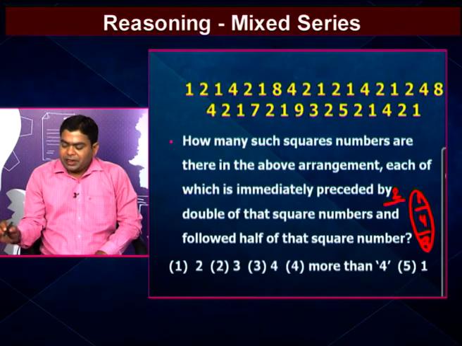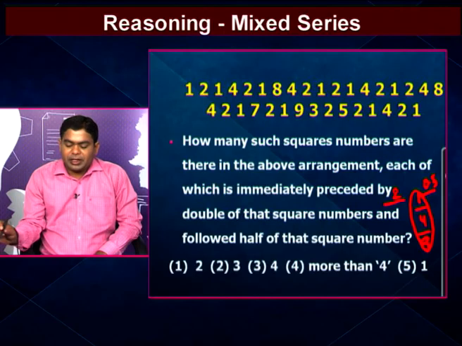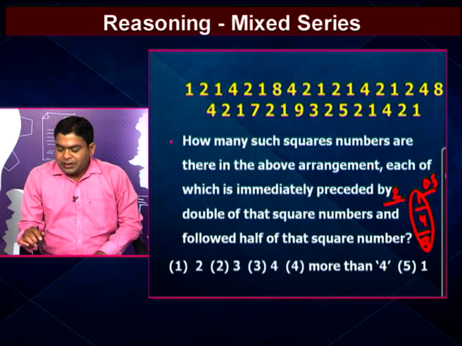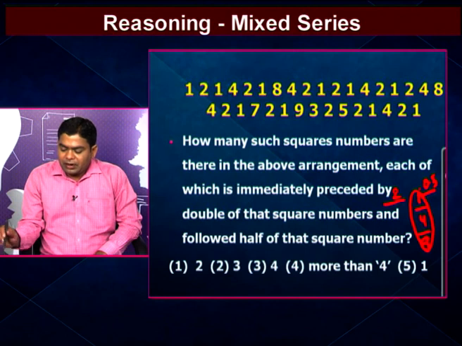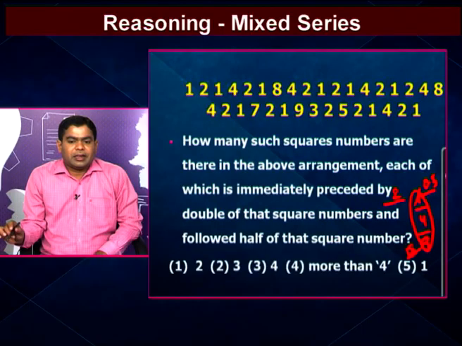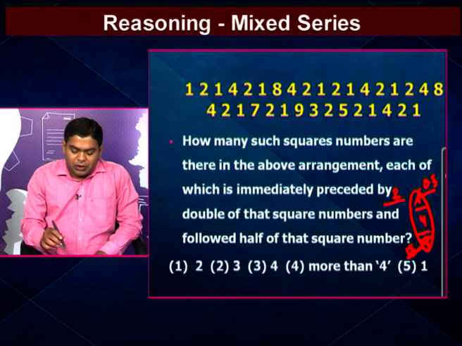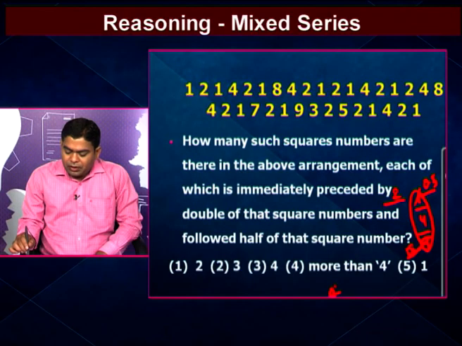Half of that square number means, in our question, 1 is there. We go to the 1 and verify the left side and right side. The right side must be half of the 1. Half of the 1 means 0.5, but there is no 0.5 in our given series. That means indirectly we need not verify the 1. That means 1 does not satisfy the given condition. After that we go to the 9. It must be preceded by double of that number, but in our given series all are single digits. So 18 is not there. So it also does not satisfy the given condition. That means only we verify the 4.